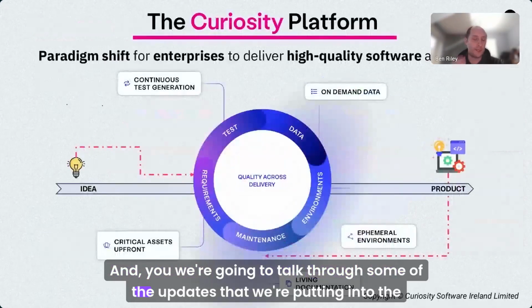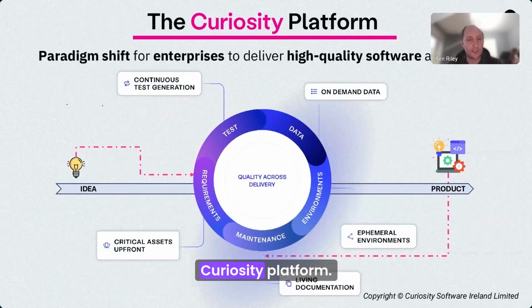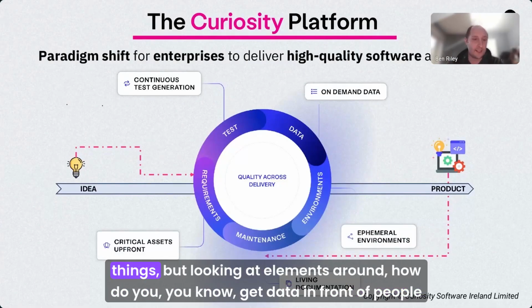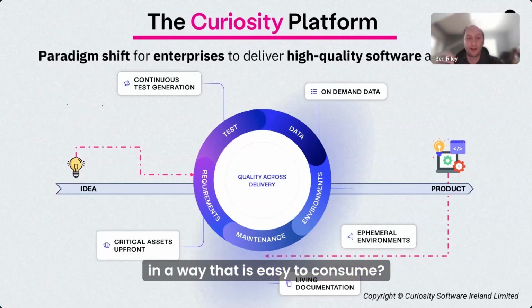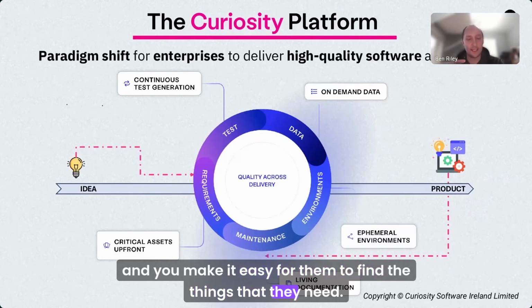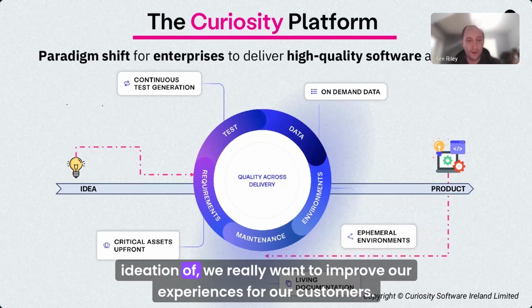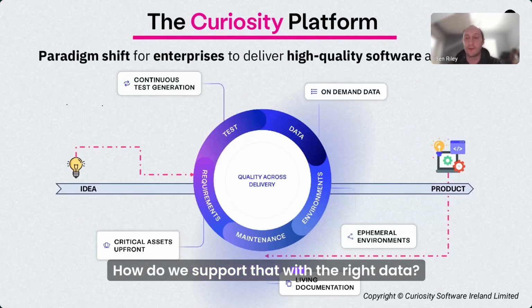We're going to talk through some of the updates that we're putting into the Curiosity platform. I think it's really important to understand why we do these things, looking at how you get data in front of people in a way that is easy to consume, and you make it easy for them to find the things that they need. How do you do this so that it supports those critical assets, the ideation of, we really want to improve our experiences for our customers? How do we support that with the right data?